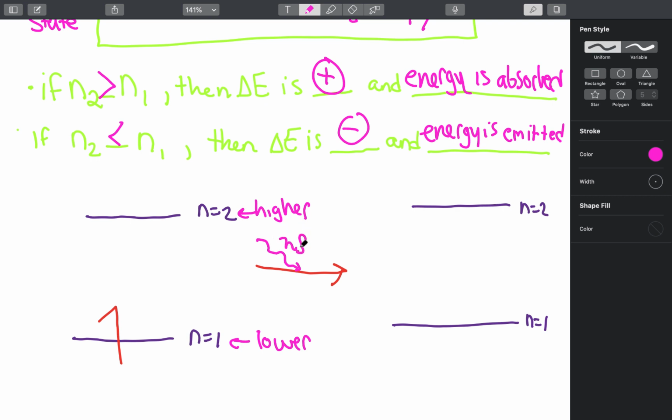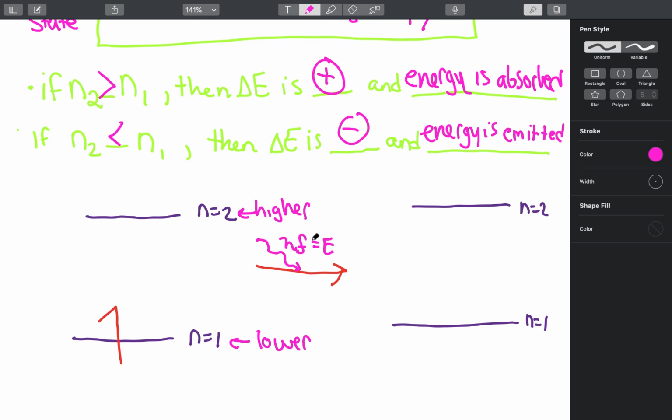light. Because remember that E is equal to hf. And therefore, in order to jump from N1 to N2, this electron needs to absorb the correct amount of energy. In this case, it would be the energy difference between N1 and N2 in order to jump from N1 to N2.